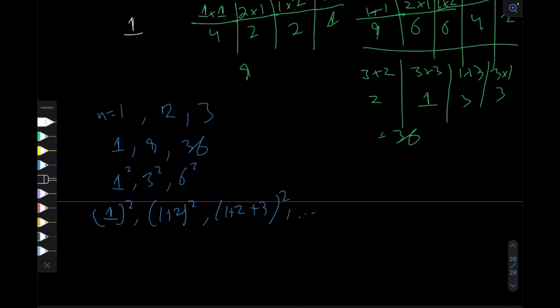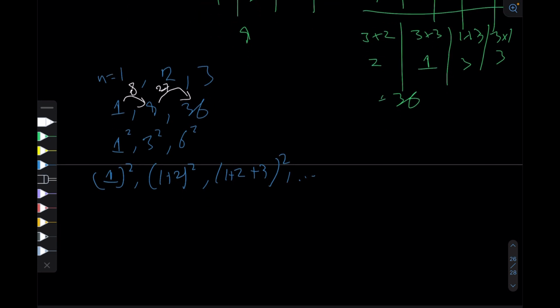Another thing that we might deduce from this is that if we want to go from n equals 1 to 2, we are adding 8. From 2 to 3, we are adding 27. So this could basically be 1 cubed, 1 cube plus 2 cube, 1 cube plus 2 cube plus 3 cube, and so on.